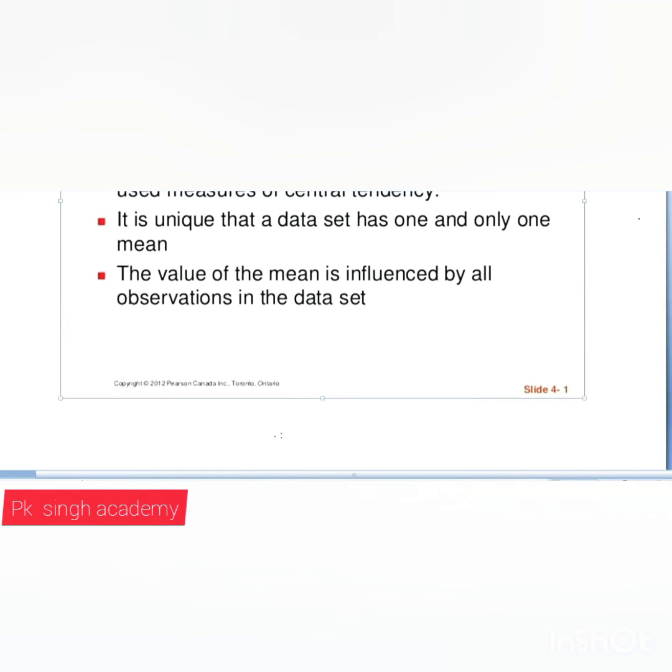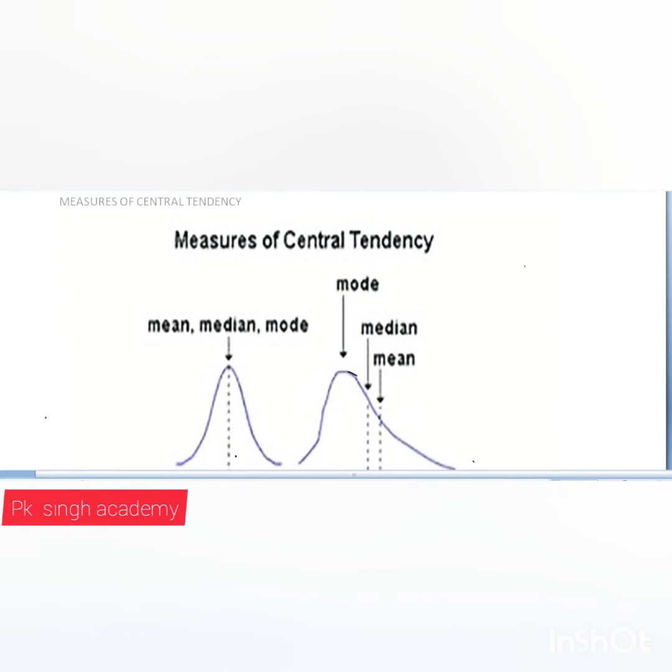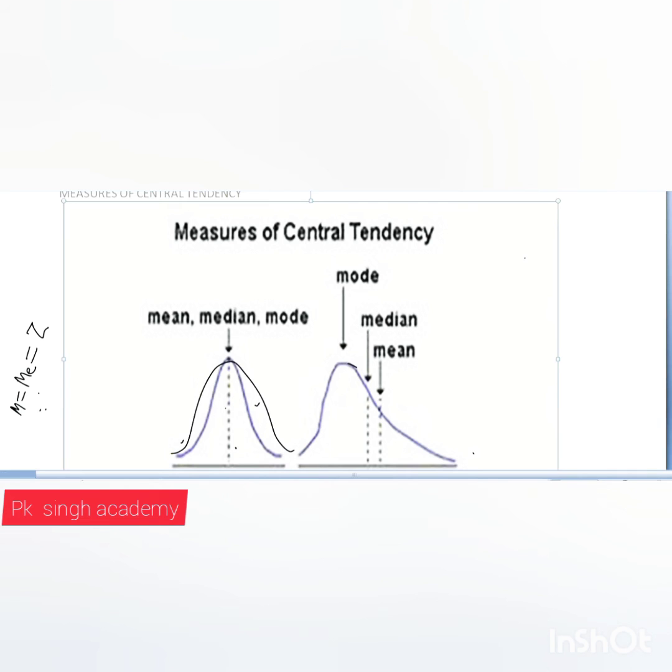Now we will understand what this figure says. Here we can see that the left side and the right side are equally distributed. So the mean will be equal to median will be equal to mode, because it is normally distributed and both sides are equally divided.